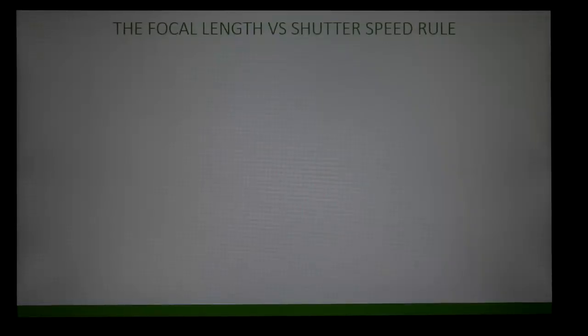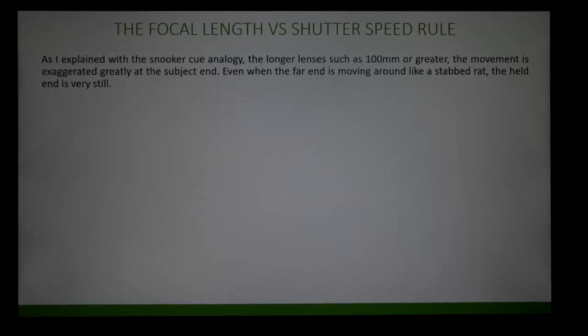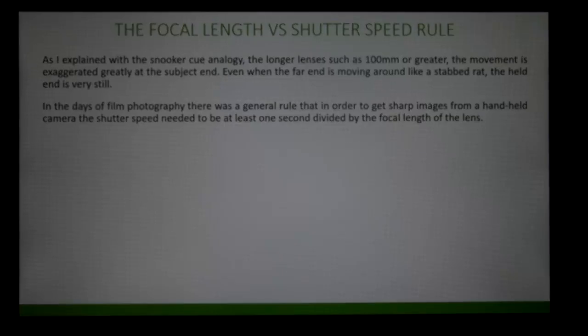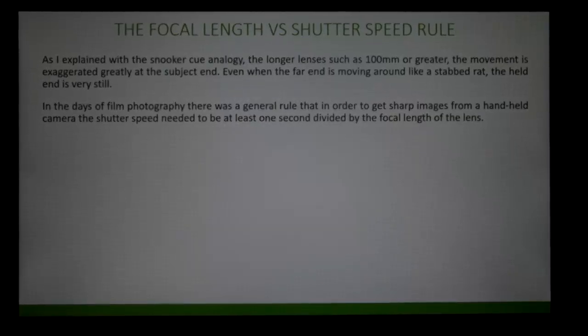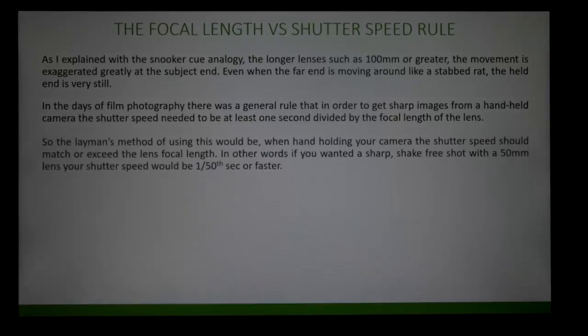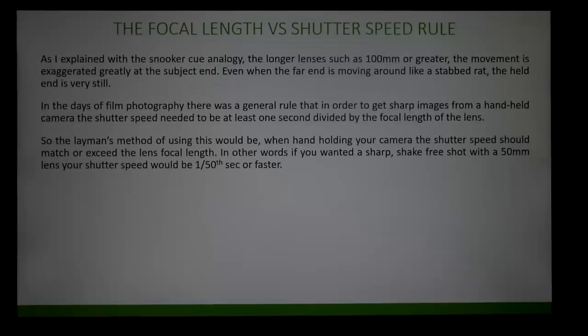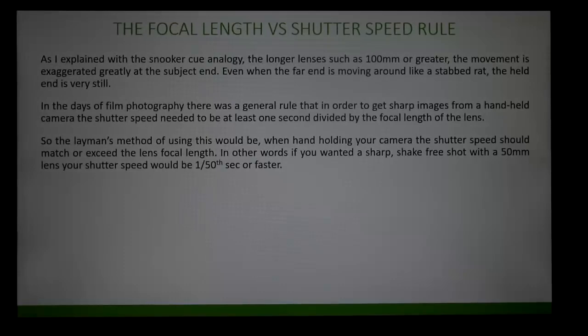The focal length versus shutter speed rule. Explained with the snooker cue analogy, the longer the lens, such as 100mm or greater, the movement is exaggerated greatly at the subject end. Even when the far end is moving around like a stabbed rat, the held end is very still. In the days of film photography, there was a general rule that in order to get sharp images from a handheld camera, the shutter speed needed to be at least 1 second divided by the focal length of the lens.